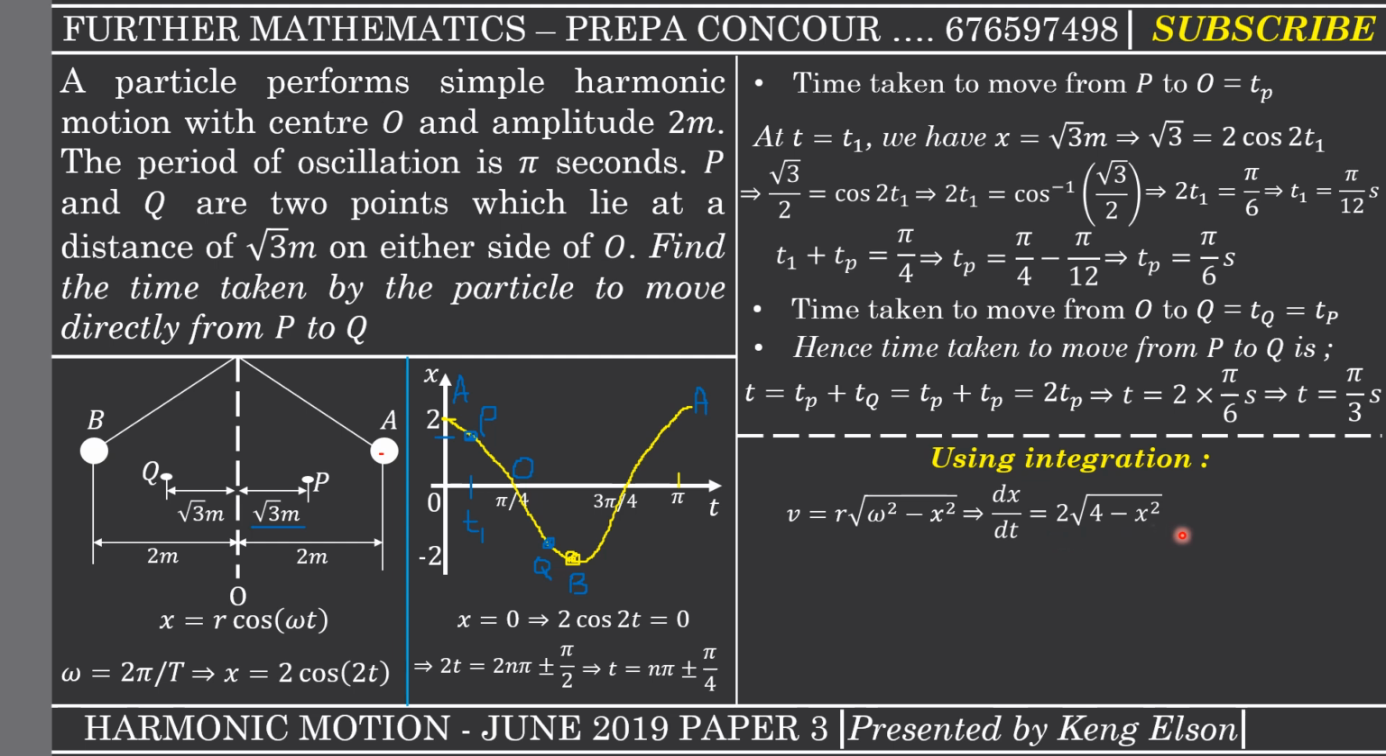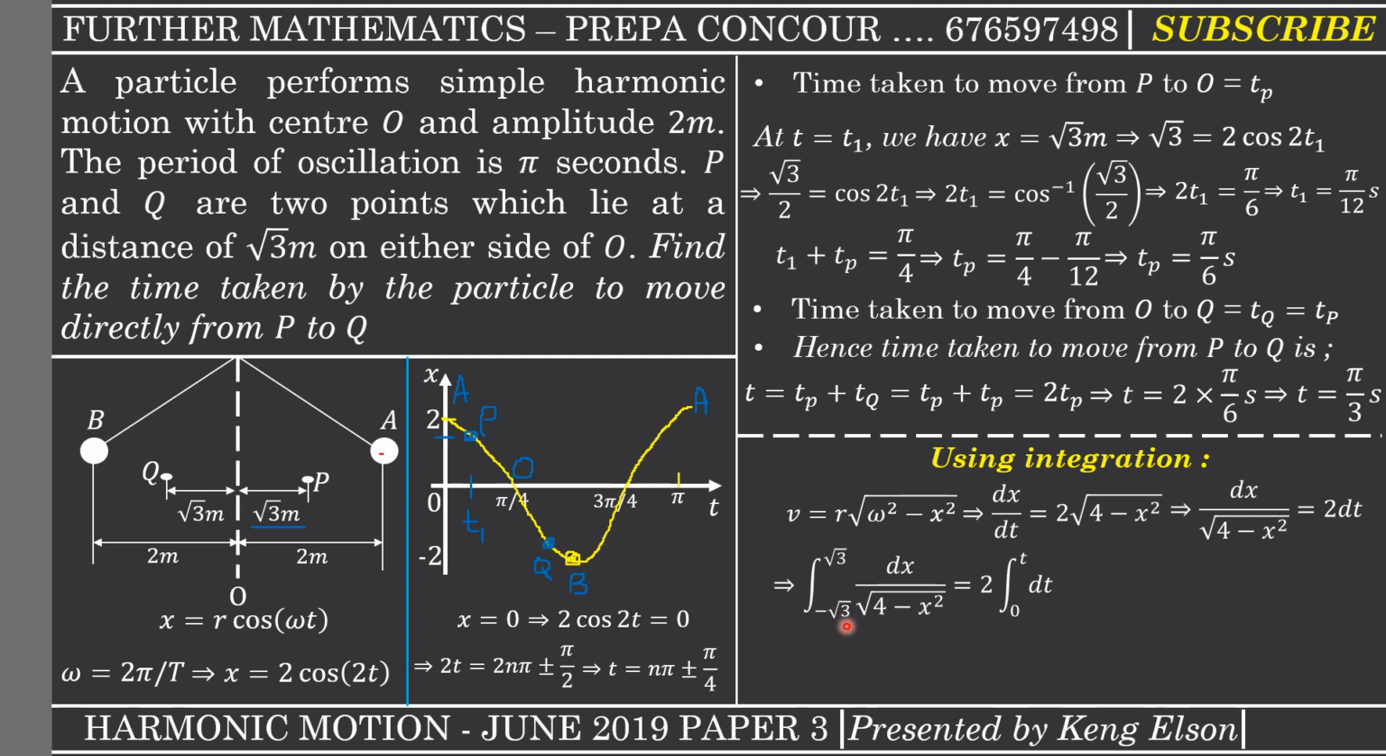Now this is a first order differential equation, so we have to separate variables and integrate. Separating variables means anything in terms of x on one side, anything in terms of t on the other side. Now we can integrate. I am integrating x, my displacement, from where to where? I'm integrating from P to Q, so from negative root 3 to root 3. We are integrating from the smallest to the biggest. The smallest is negative root 3 and the biggest is root 3.